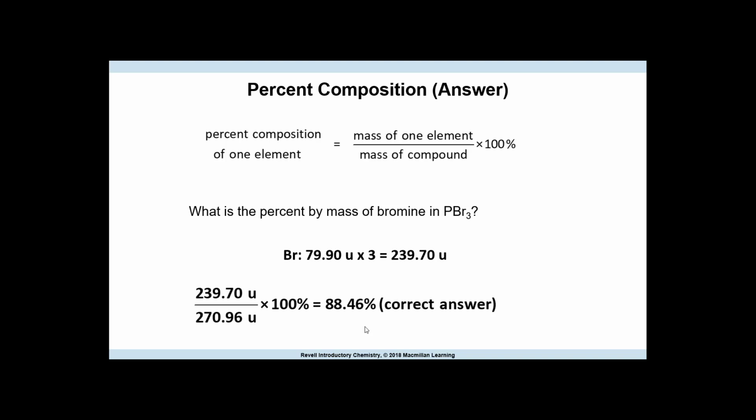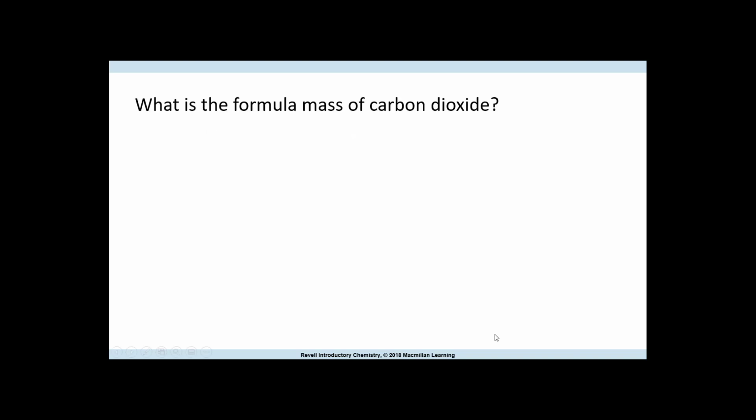But we're going to expand on this because we'll start learning about percent by volume. So the term percent by mass tells you right here that we're either using U or we're using the G, which is grams. Okay, so let's take a look at another example.